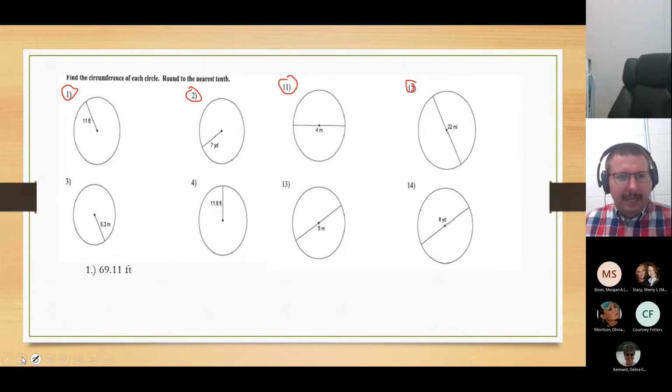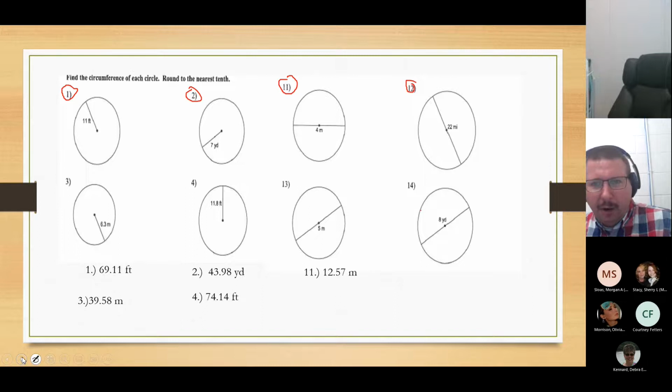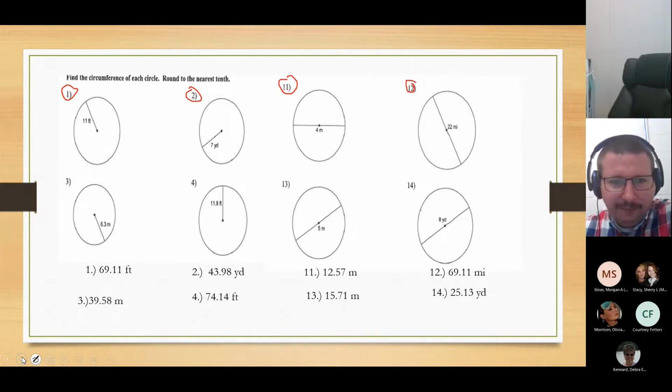So number 1 is 69.11. 2 is 43.98. Here's 3 and 4. 11 is 12.57. 12 is 69.11. 15.71 is number 13, and 14 is 25.13.